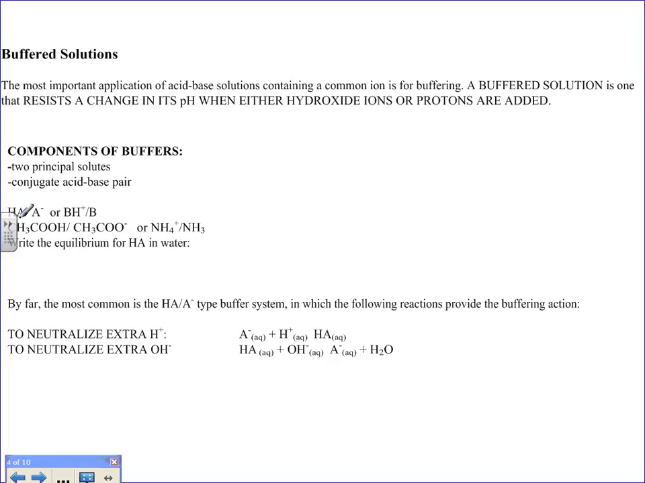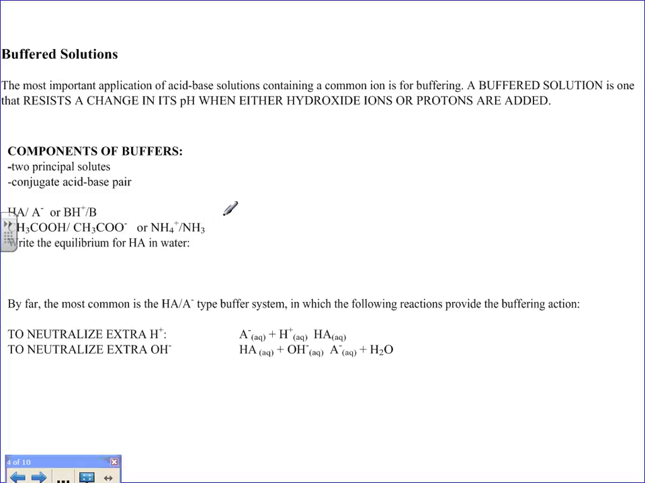So commonly here, if we've got a weak acid HA, a buffer can be made with it and its conjugate A minus. Or if we've got our base B, we can use BH plus as the conjugate pair, and therefore this can be used as a buffer. The previous two examples that you looked at, the CH3COOH with the sodium acetate, that is an example of a buffer combination, as well as ammonia and ammonium ions can behave as a buffer.